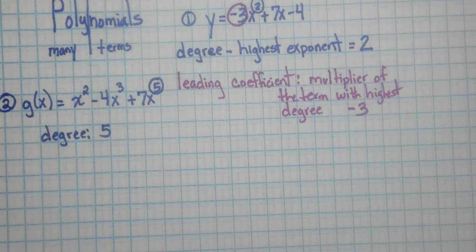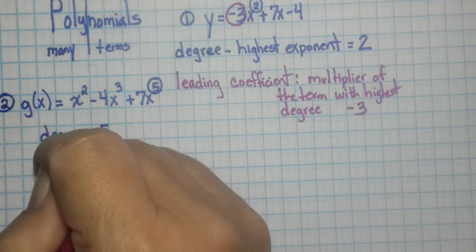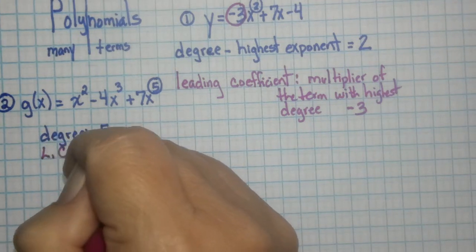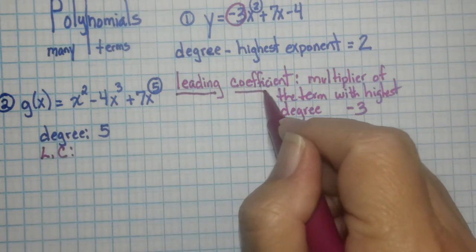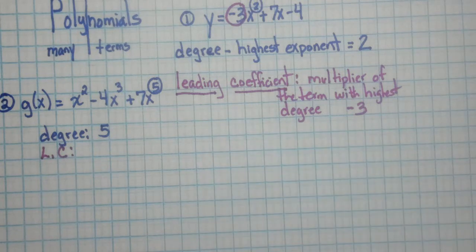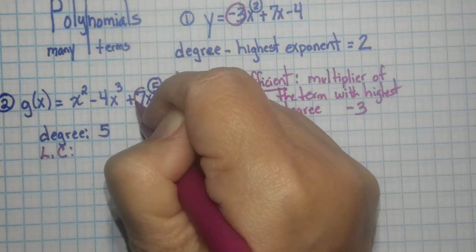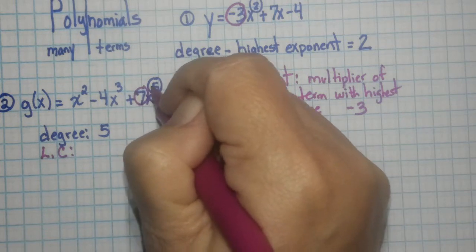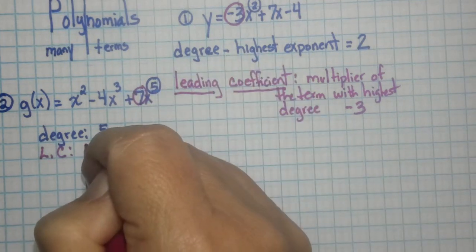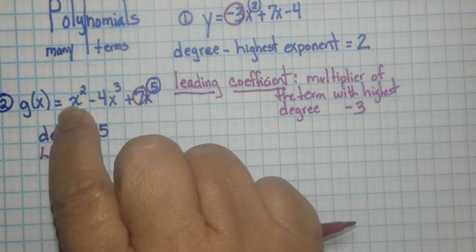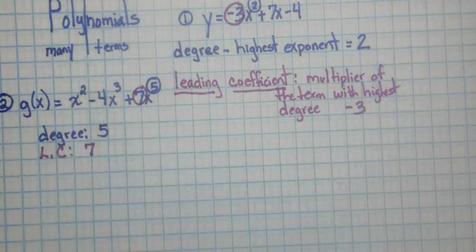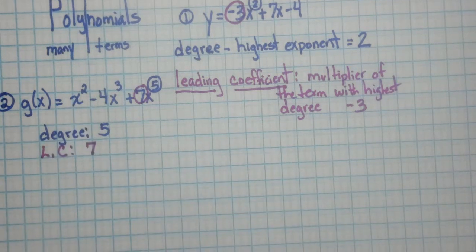And then what is the leading coefficient? 7. I'm just going to put LC. We've written leading coefficient down once, right? So we'll just write LC. So the leading coefficient is the 7. It's the coefficient that goes with the x to the 5th power. It's not the coefficient that's just in front. Make sense?